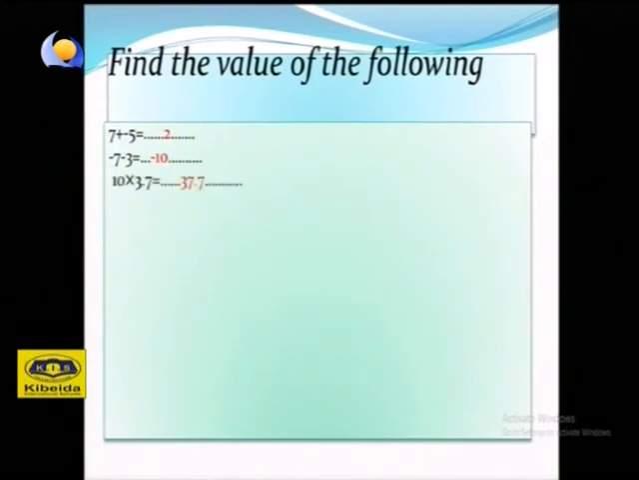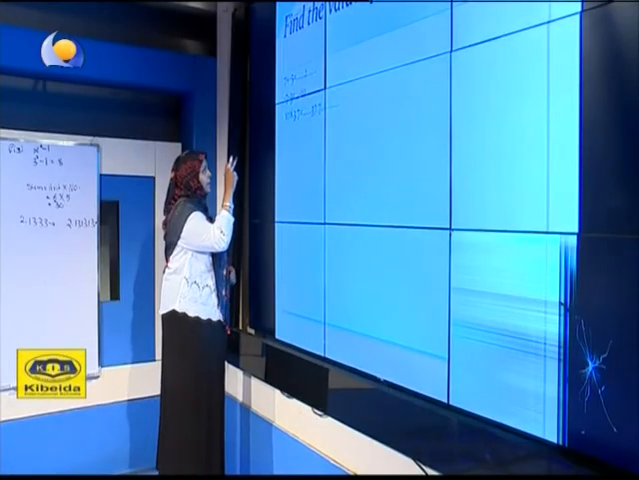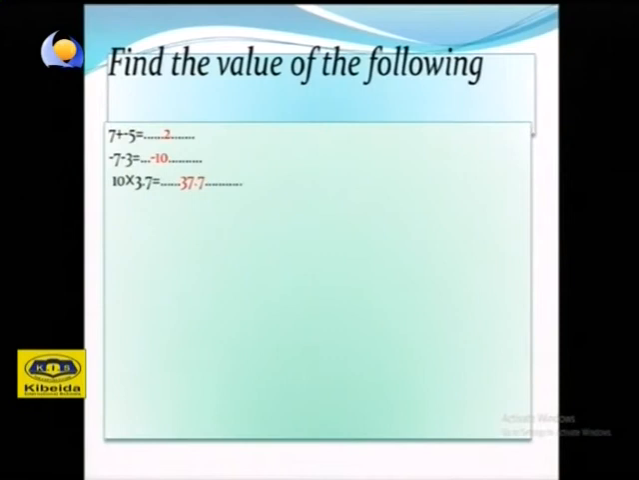-7 -3, I have 2 numbers with 2 same signs. Then I will add and give the answer the common sign. So 3 plus 7 is 10, and they are both negative, so -10.